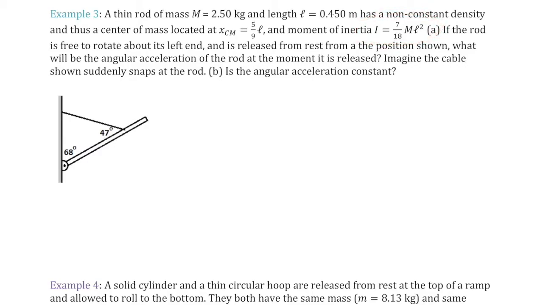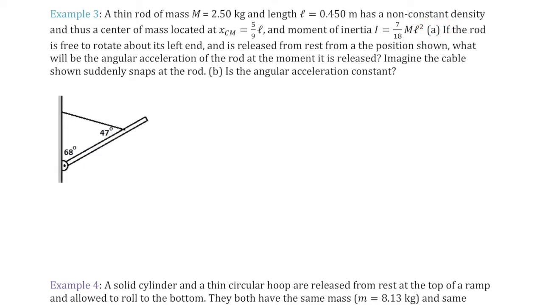ML squared. If the rod is free to rotate about its left end, so about that hinge, and is released from rest, so essentially we cut that string, and it's released from the position shown, 68 degrees with the vertical, what will be the angular acceleration of the rod at the moment it's released? And imagine the cable snaps, as I said. Okay, so that's A. We're solving for acceleration.